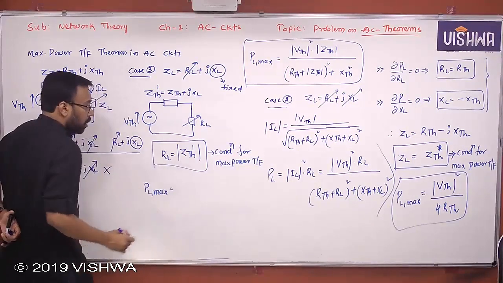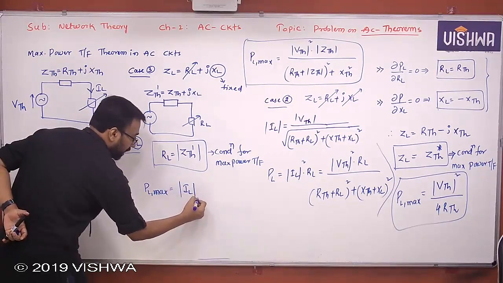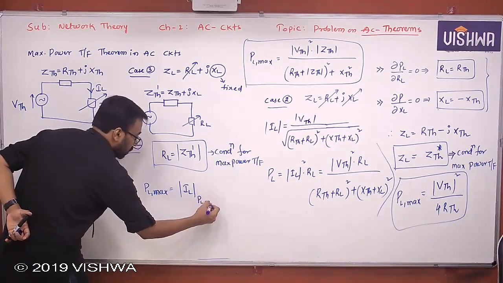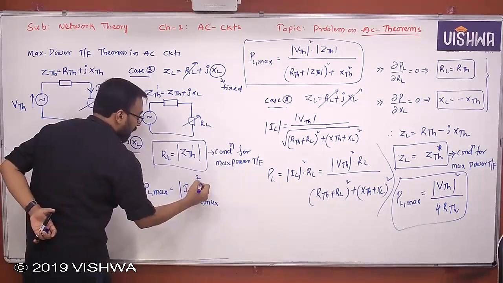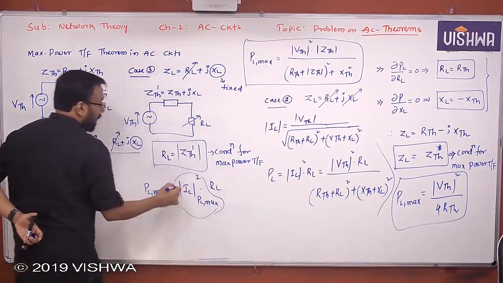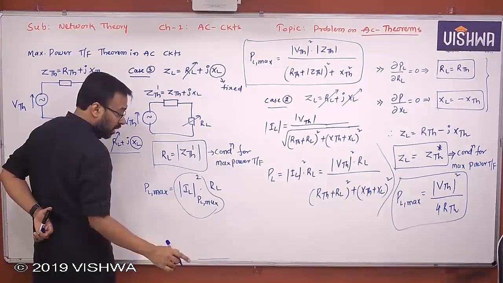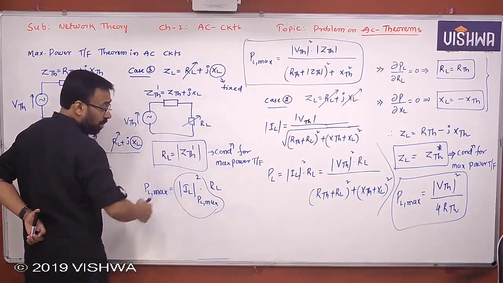You will find the current through that at PL max. You can find that square into RL. I told you already what this is. This is nothing but the current at the condition RL is equal to magnitude of ZTH dash. Understand all of you? So this is very easy to find. There is no need to remember the formula.